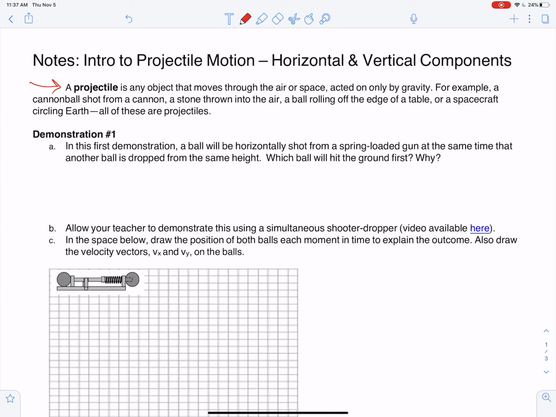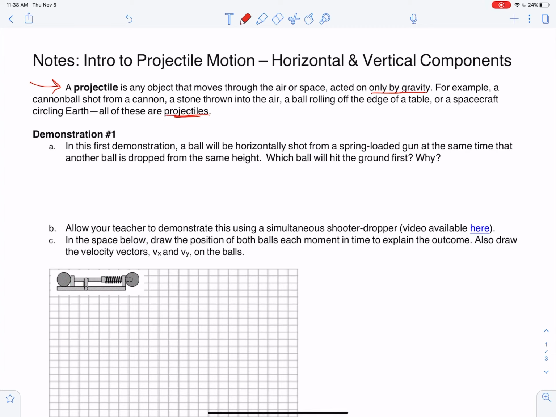A projectile is any object that moves through the air or space acted on only by gravity, right? Only one force on it. For example, a cannonball shot from a cannon, a stone thrown into the air, a ball rolling off the edge of a table, or a spacecraft circling Earth. All of these are projectiles, okay?